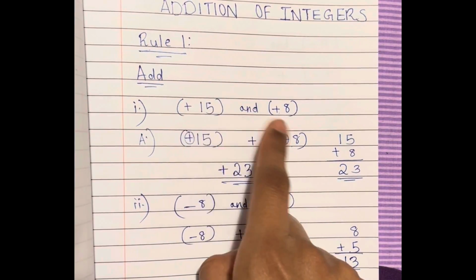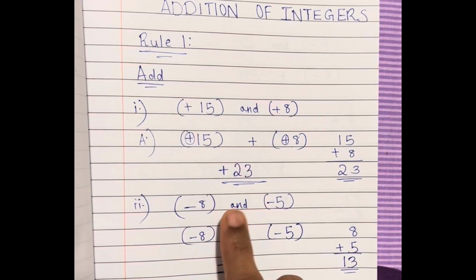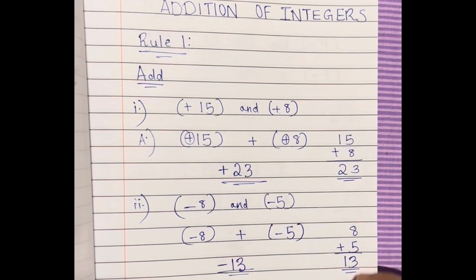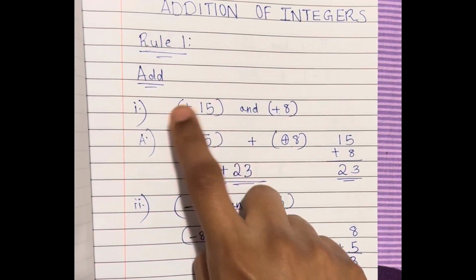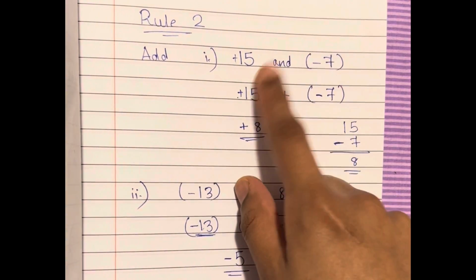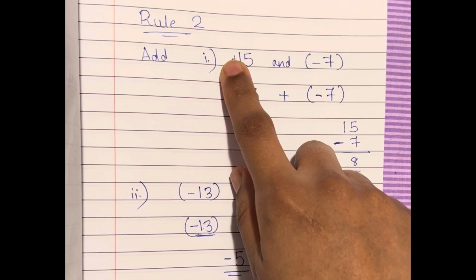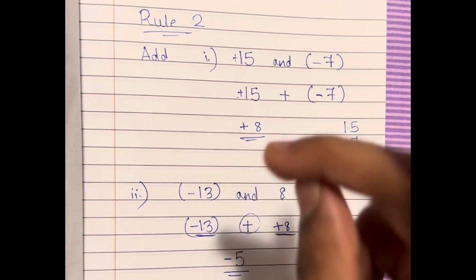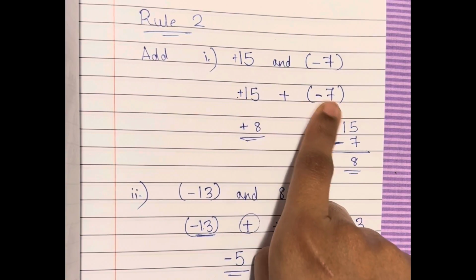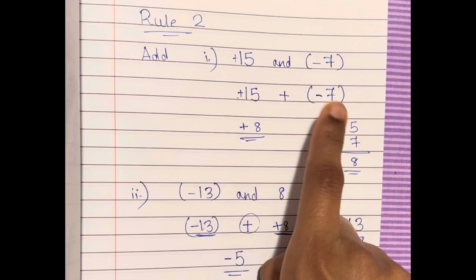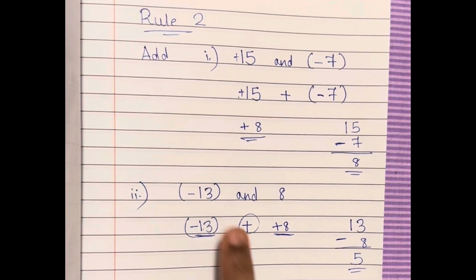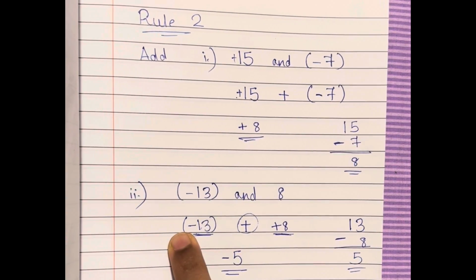Rule 1 was addition of two integers having the same sign, plus plus. Addition of two integers having the same sign, minus minus. What did we do? We did addition and then put the common sign. Here it was plus, here it was minus. Whereas in rule 2 it was addition of two integers having different signs, that is, one is positive, one is negative. What did we do? Subtraction. And then looking at which number was the greatest. Here 15 is the greatest, so its sign is plus. Here 13 is the greatest number and its sign is negative, so negative.